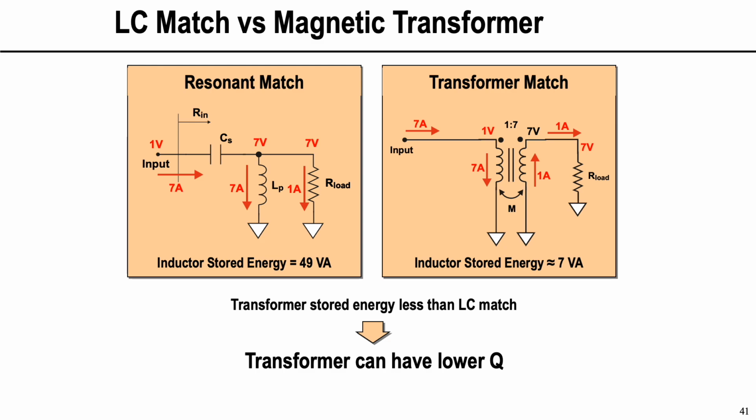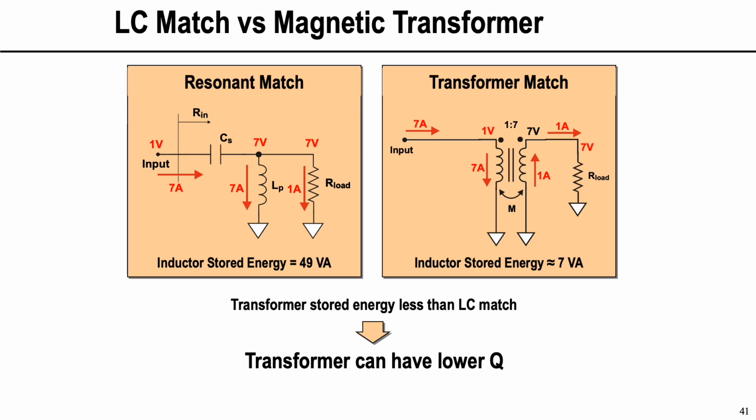Now, if you compare it to a transformer, on one side you have large voltage and small current, small voltage and large current, and on the other side you have a large voltage and small current. So the magnetizing part of the inductor, which happens in the transformer, is storing a lot less energy. In fact, a factor of 7 in this example.